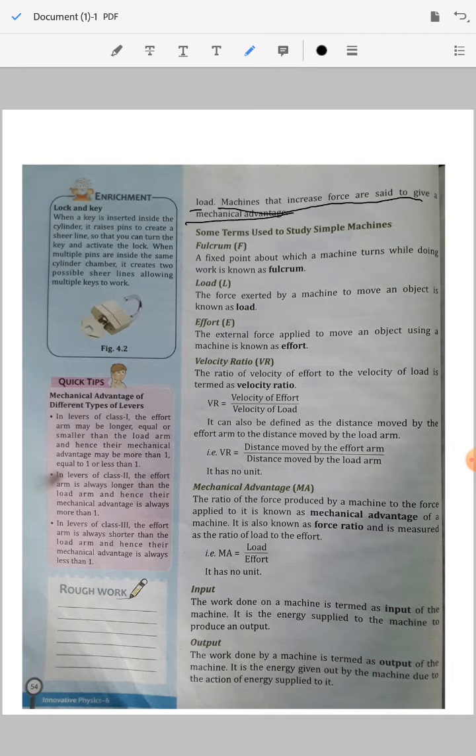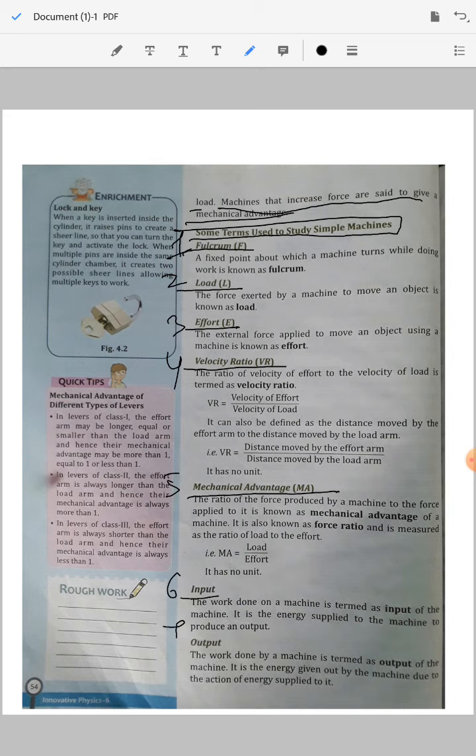Okay, now we have to learn about certain terms which are associated with simple machines. They are: number 1, fulcrum; number 2, load; number 3, effort; number 4, velocity ratio; number 5, mechanical advantage; number 6, input; number 7, output; and number 8, in the next page you have efficiency. So 8 different terms which you have to learn. Okay, now first of all is fulcrum, denoted by capital letter F. Now what is fulcrum? Fulcrum is a fixed point about which a machine turns while doing a work.